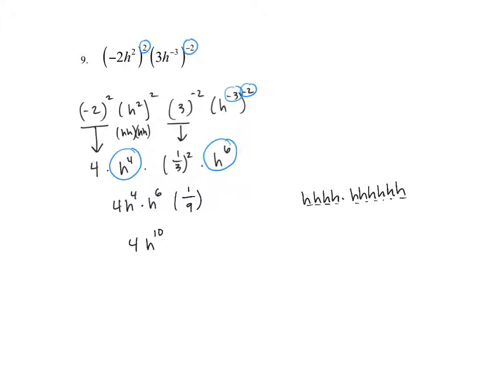And that's times 1/9. You can think of that like a whole number times a fraction. Multiply straight across in the numerator. 1 times 9 is 9 in the denominator. So that ends up being 4 h to the 10th over 9.